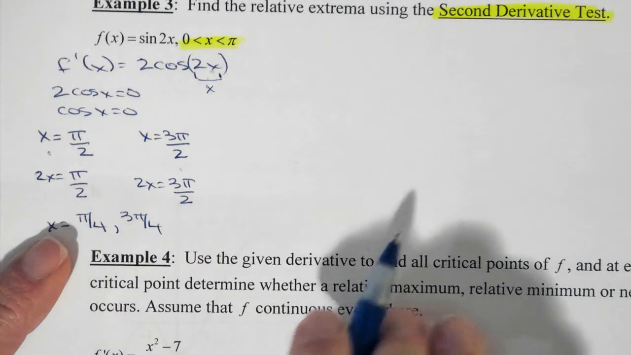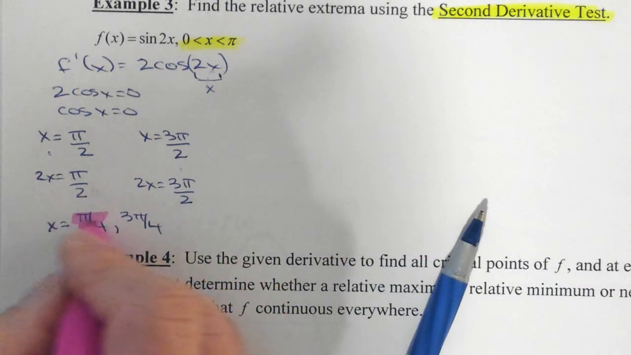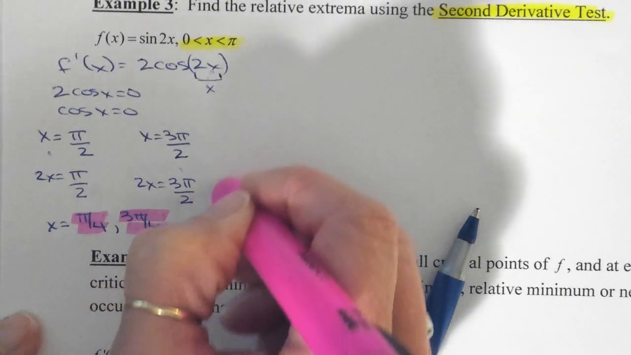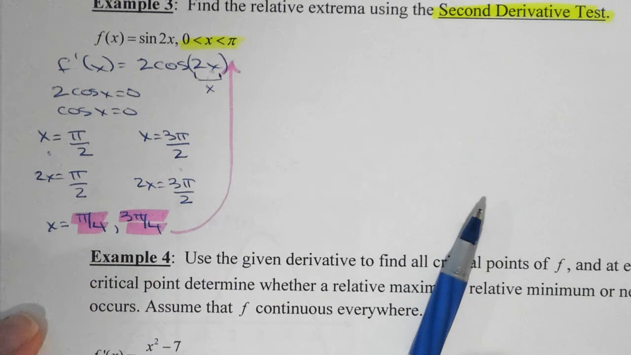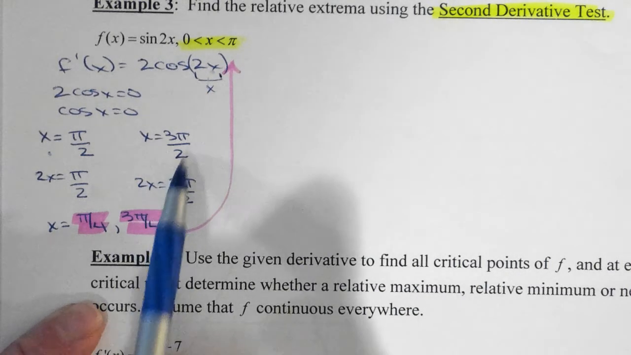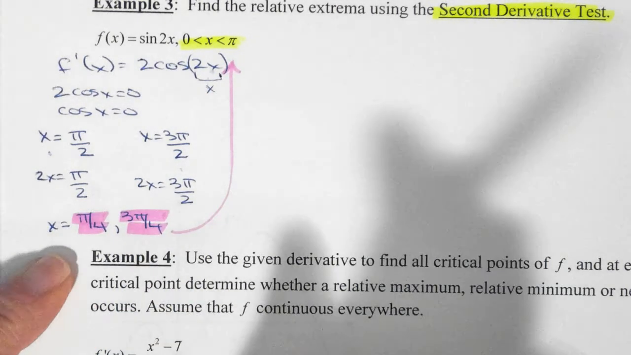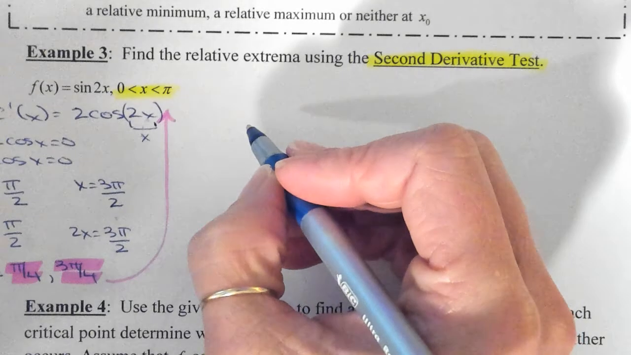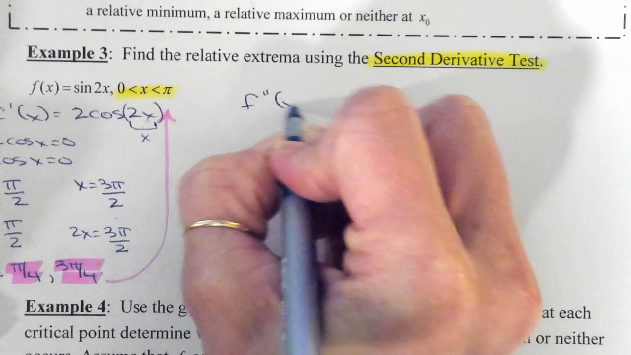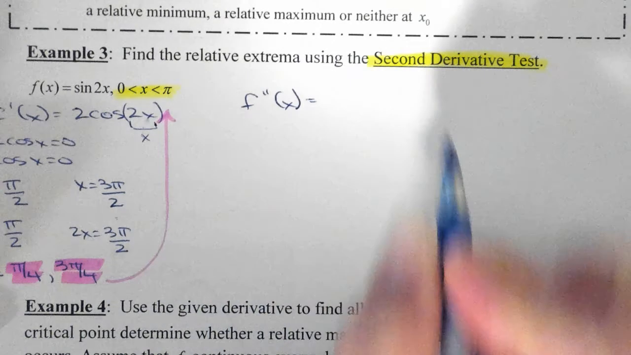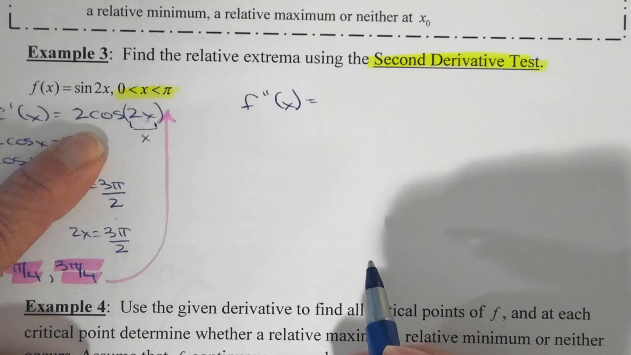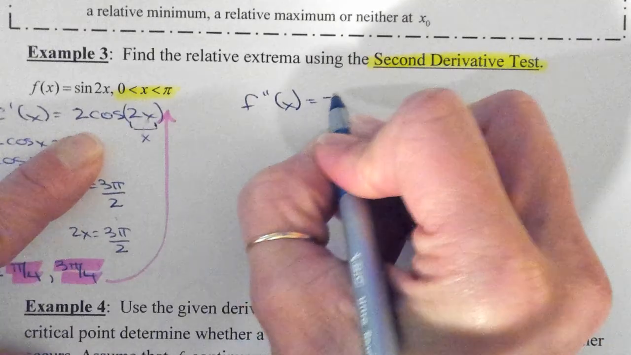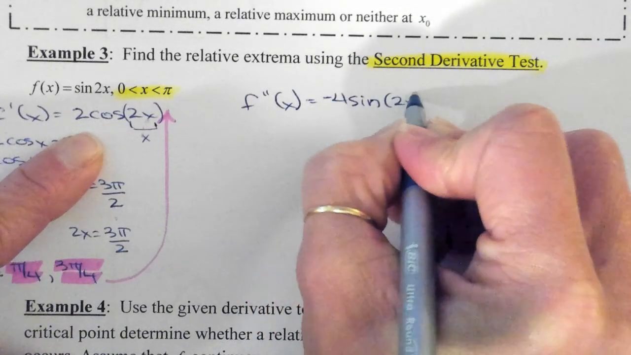So here's my question. These two values right here that I want to use for my critical points, do they fall within this domain restriction? They do. Okay, so you can't kick this out, otherwise you'll be missing a value. Okay, critical numbers obtained, right? We got those from the first derivative. Now we want to go to the second derivative. F double prime of x. What's f double prime? I heard negative 4 sine, yes, negative 4 sine of 2x.